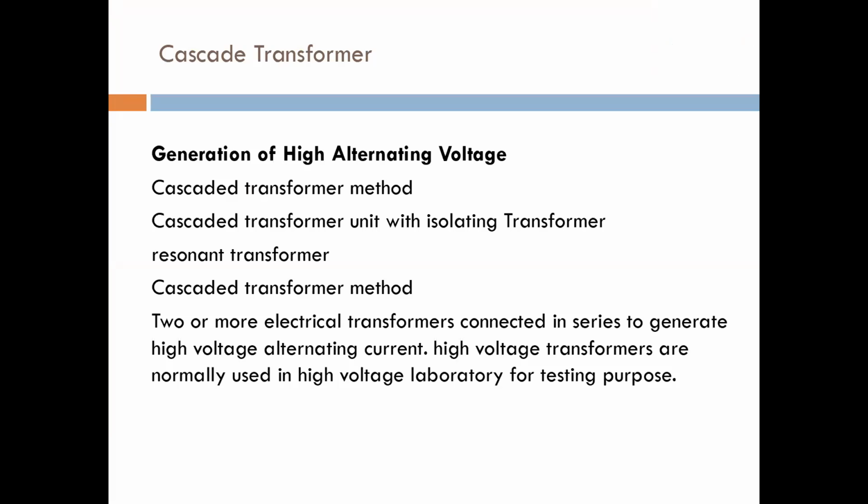What happens in the cascaded transformer method? Two or more electrical transformers are connected in series to generate high voltage alternating current. High voltage transformers are normally used in high voltage laboratories for testing purposes.